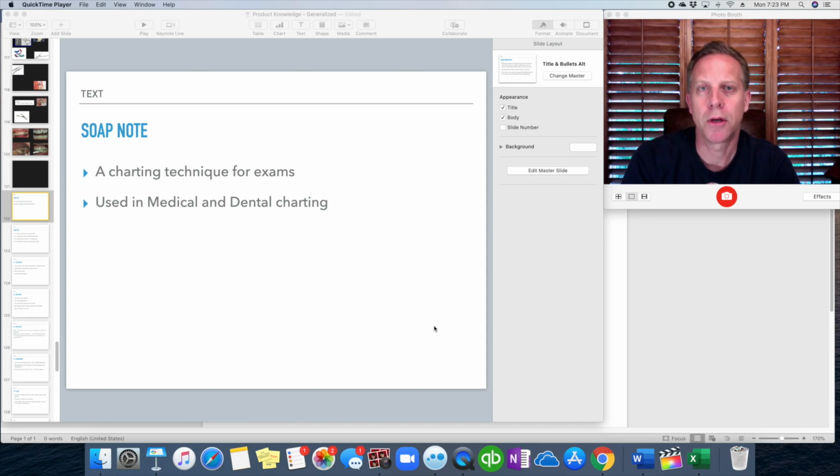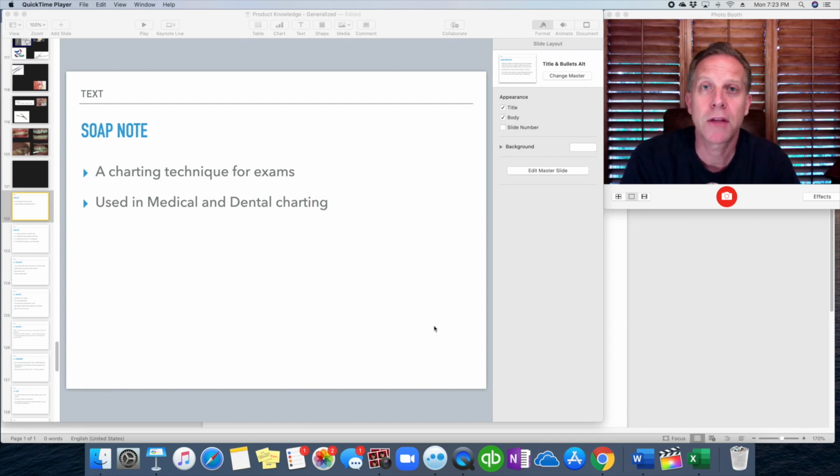On a SOAP note. It's a charting technique we're going to use for exams. I guess specifically we're going to use it for limited exams when patients come in for a specific problem. We probably won't use it for periodics, and we're probably not going to use it for a comprehensive exam, unless, of course, the patient's coming in with a specific problem.